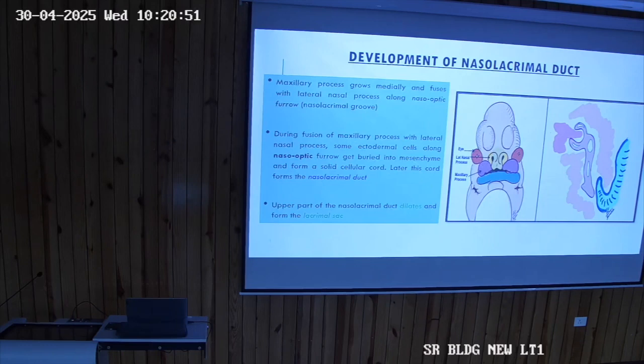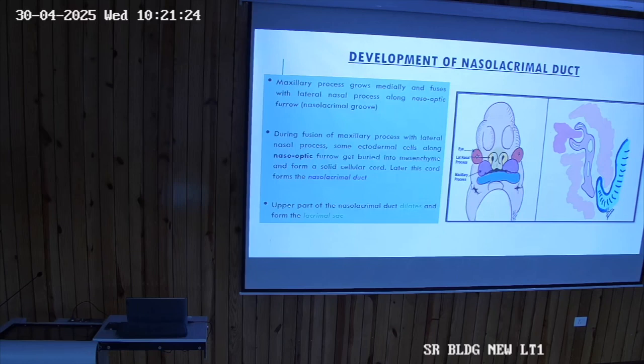near this nasooptic furrow. See, this is the nasal placode which is going to form the nasal cavity, and just behind or laterally there is formation of the optic placodes. In between the optic placodes and the nasal placode there is the nasooptic furrow. Here in the nasooptic furrow, what will happen? Some mesenchymal cells, which are basically derived from the maxillary process and the lateral nasal process, will go inside and form the nasolacrimal duct.